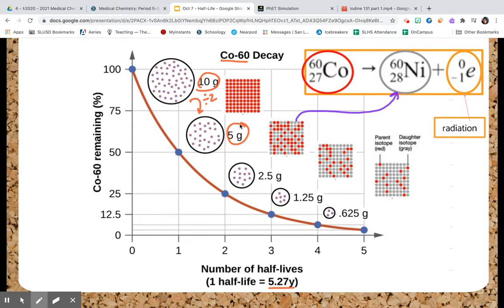Now that I have 5 grams left, what's going to happen when I wait another 5.27 years? It's going to go down by half again. And if I wait another 5.27 years, it's also going to keep going down by about half. So half-life is just the time it takes for the total amount of our radioactive isotope in a dose to go down by half. So for all the problems you're going to do in your Nearpod, you're literally just dividing by 2 over and over again.